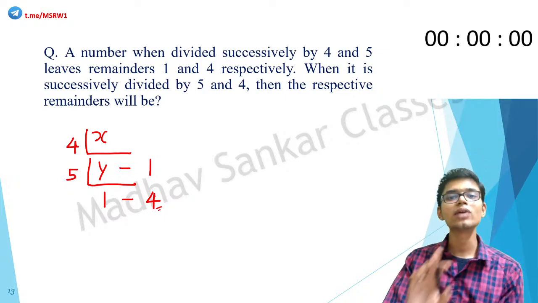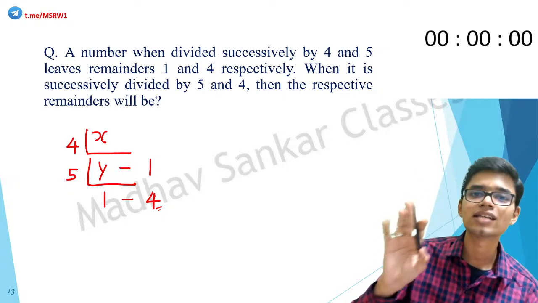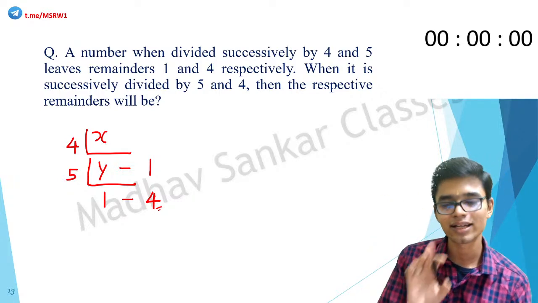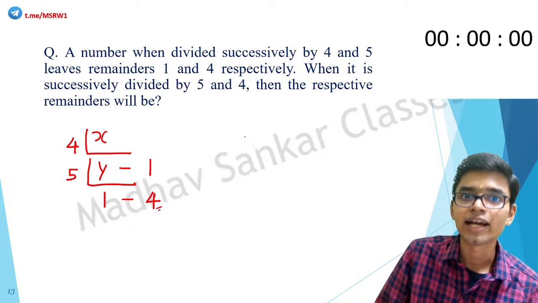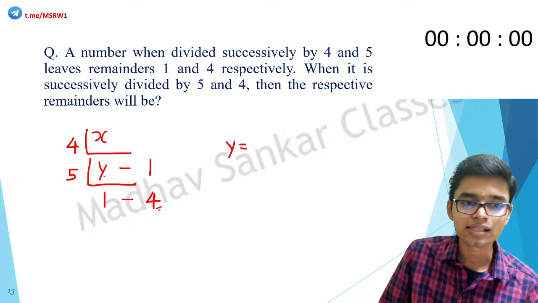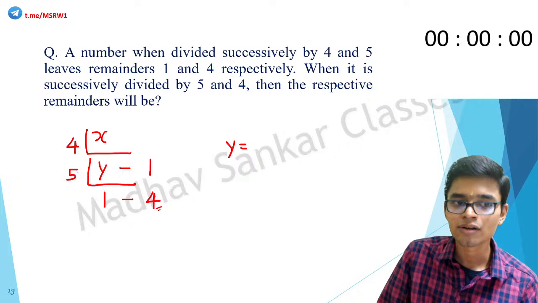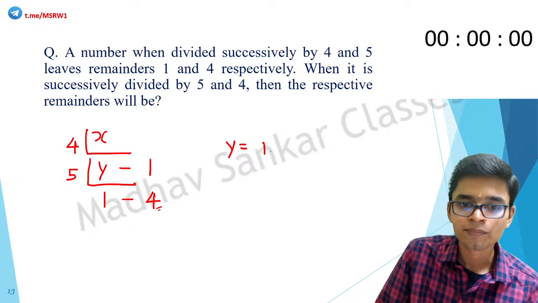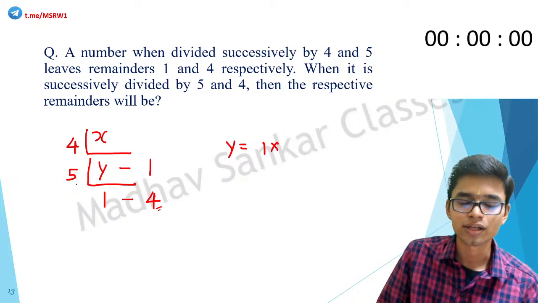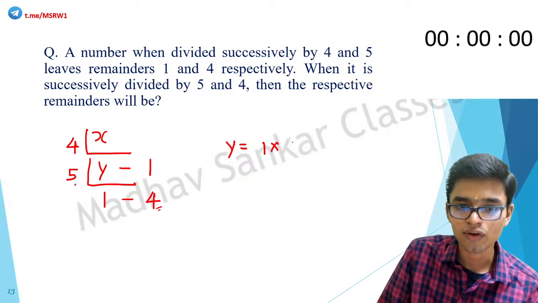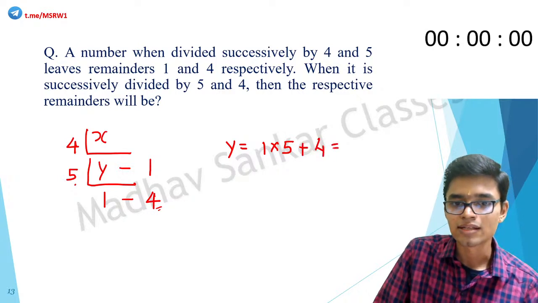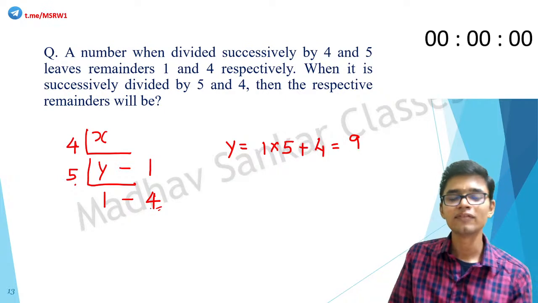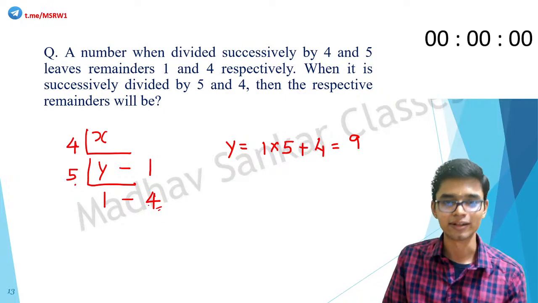Now use the same rule as I mentioned earlier: dividend is equal to divisor into quotient plus remainder. That is the exact thing we have to use here. So how can we write y? y is the dividend here. So y is equal to quotient 1 into divisor 5 plus remainder 4, which is equal to 9. We got the value for y as 9.